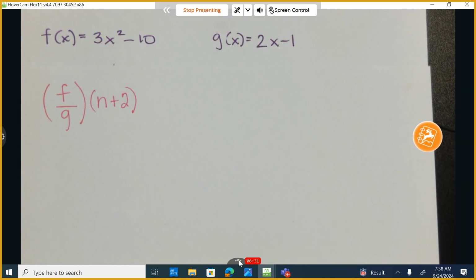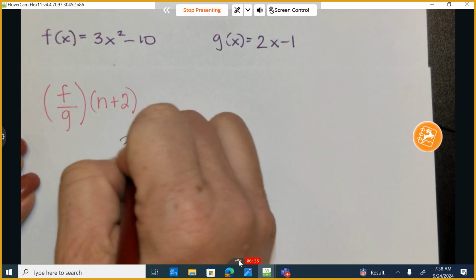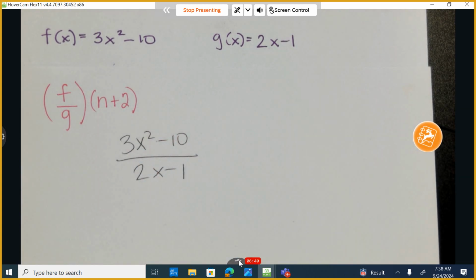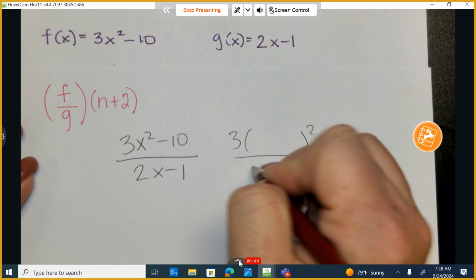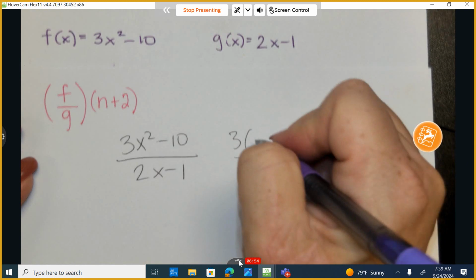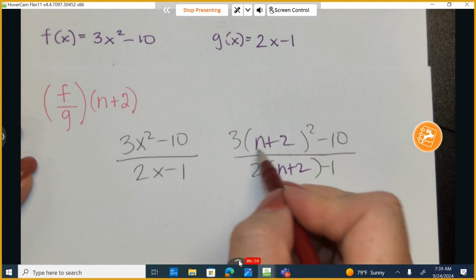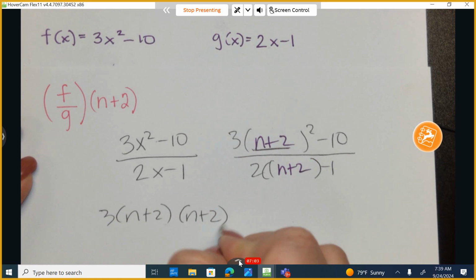All right, let's get started with this one together. So I'm going to start by taking f, placing it on top, 3x squared minus 10. On the bottom is 2x minus 1. And there's nothing more I can do right now. We have not learned polynomial long division. So what I'm going to do next is go back, and wherever I see an x, I'm going to replace the quantity x with n plus 2. So n plus 2 here and n plus 2 here. Now, I'm aware that the correct way to write this is 3 times n plus 2 squared. So I'm going to write it down twice.